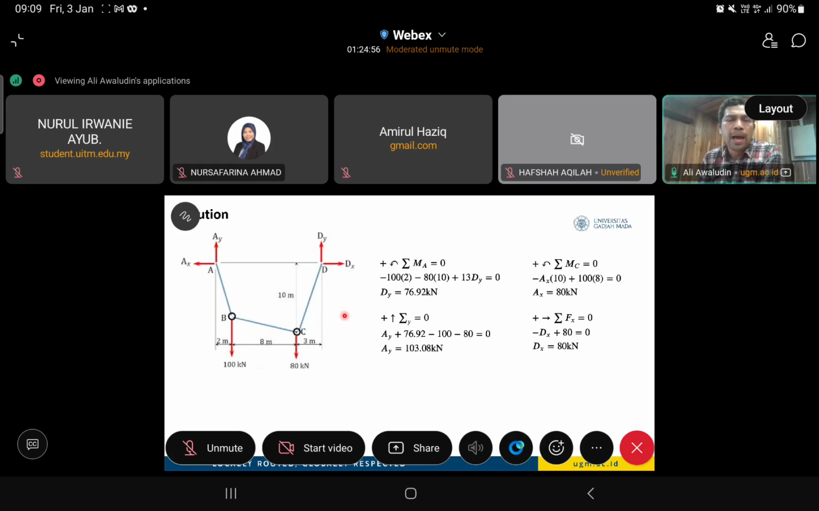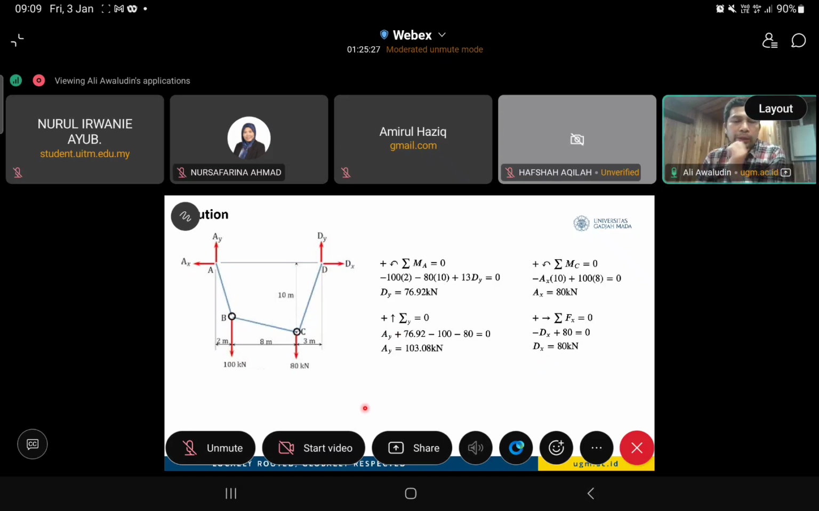And also we apply that sigma vertical forces should be equal to 0, and we have AY equal to 103 kilonewton. The same, we can also apply sigma moment at D equal to 0. Then finally we can also have the vertical forces of AY and also the vertical force DY. Then we finally get all the expressions of the reactions.